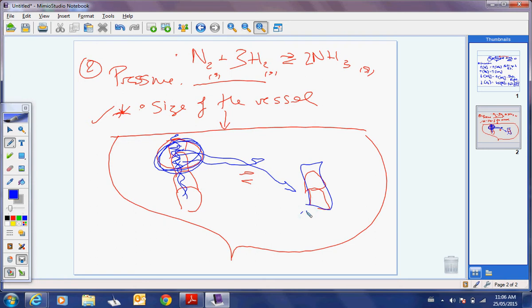Okay? So an increase in pressure for this reaction would equal a shift right, which would equal an increase in the ammonia concentration, and a decrease in the nitrogen and hydrogen concentrations.